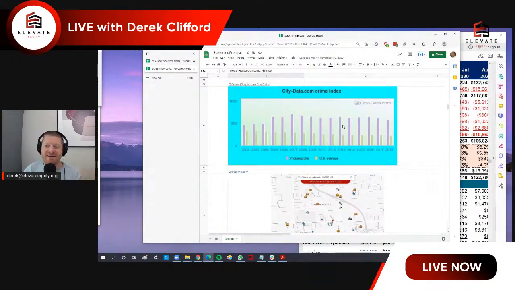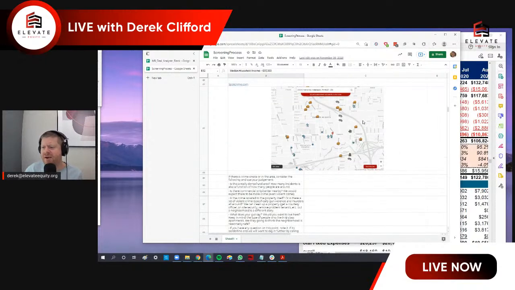Then you can go to citydata.com and pull the crime data. This happens to be something for Indianapolis. You can see here that the crime has been relatively steady and actually declining in the last 5 years or so. Then you have SpotCrime, which is super cool. Trulia has this information as well, but if you go on SpotCrime, it visually shows you what type of crime was done in the area in which you're planning to buy property.